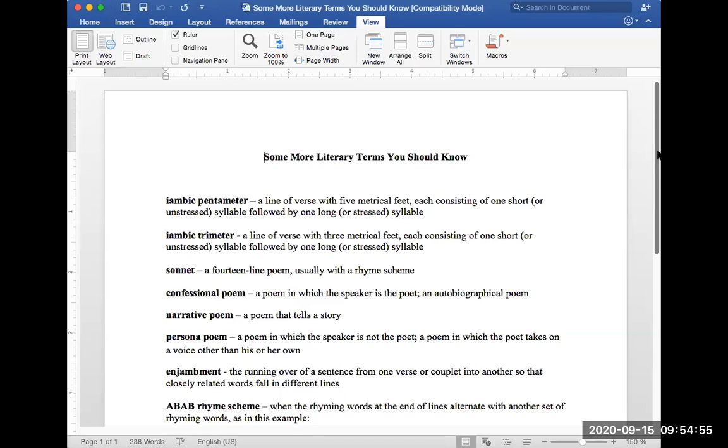This is a free verse poem. This is a formal poem. This poem is a confessional poem or a narrative poem or a persona poem. Most of those are things you might say in the opening. You might point out assonance or alliteration as you go through the poem when those things crop up. So this is just a little introduction to some literary terms you should know.